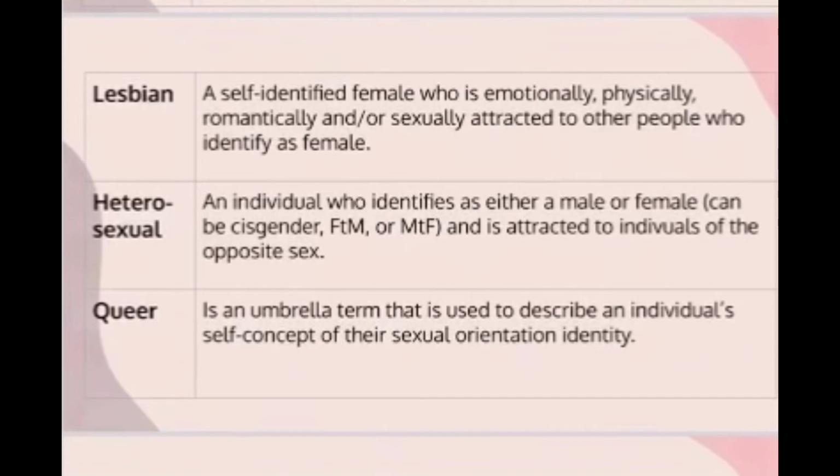So when we say heterosexual, this is those persons who orient themselves as a straight person, just like what I told lately, like male to female and female to male. And now we have the queer. So queer is an umbrella term that is used to describe an individual's self-concept of their sexual orientation. So queer is an umbrella term for people who are not heterosexual or cisgender, originally meaning strange or peculiar.